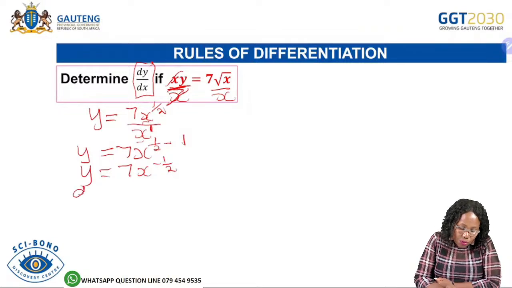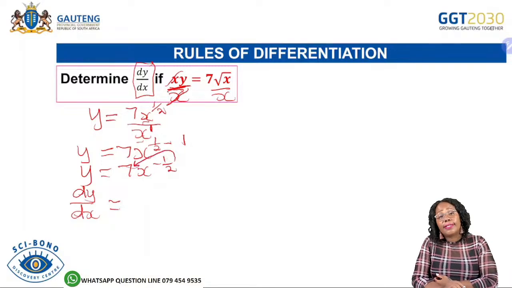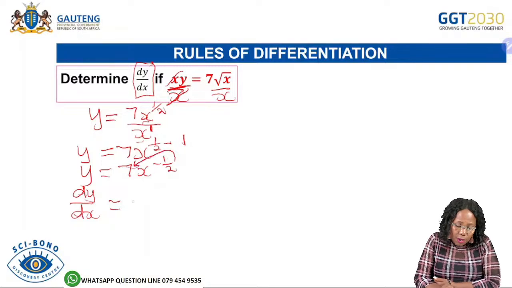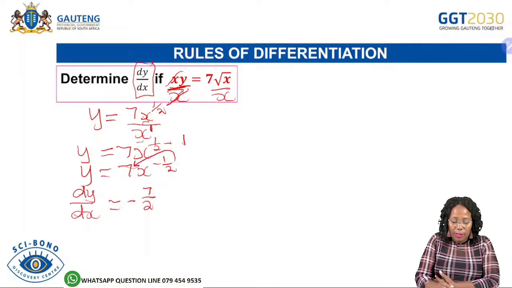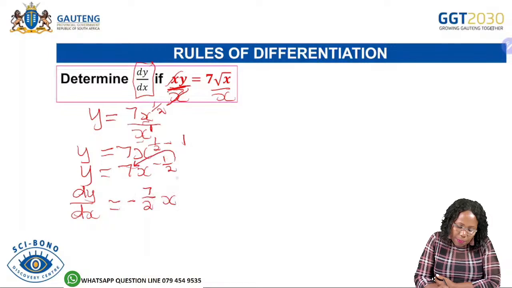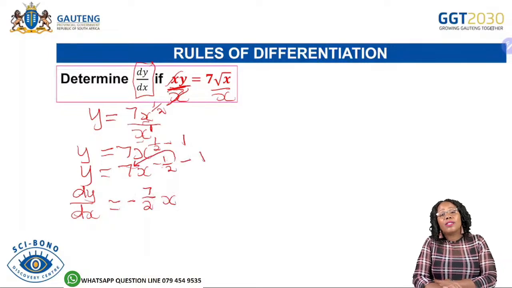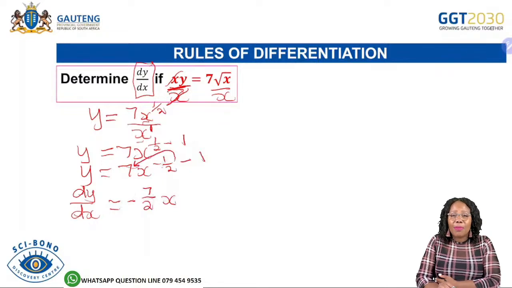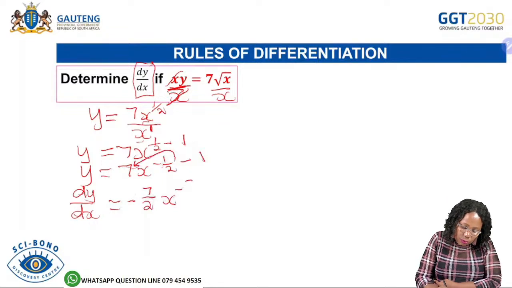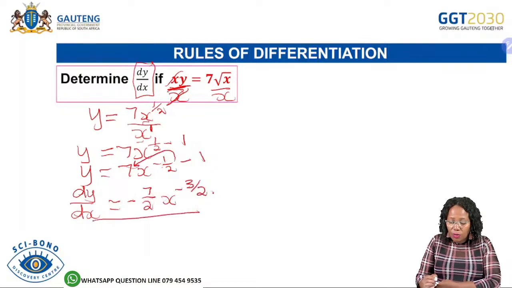So the notation will be dy/dx because we now apply the rule that states exponent multiplied by the coefficient. That is 7 times negative half, which is minus 7 over 2. Always use your calculator. And then x to the power minus half minus 1, that will be minus 1.5, which is minus 3 over 2. That is your answer, grade 12.